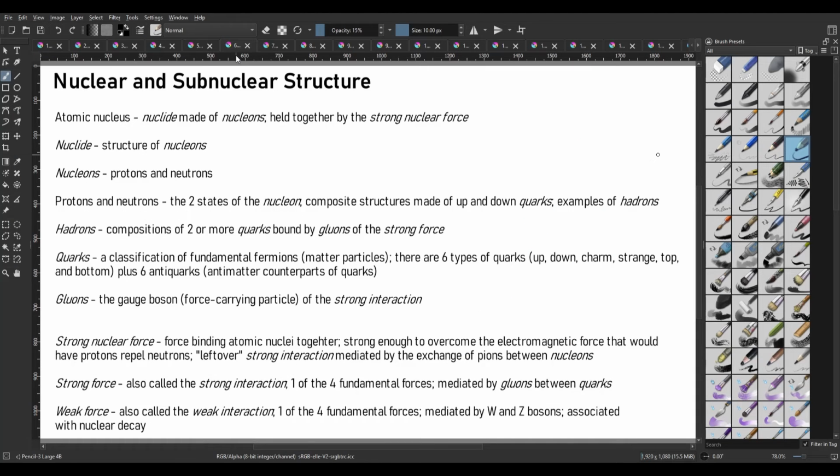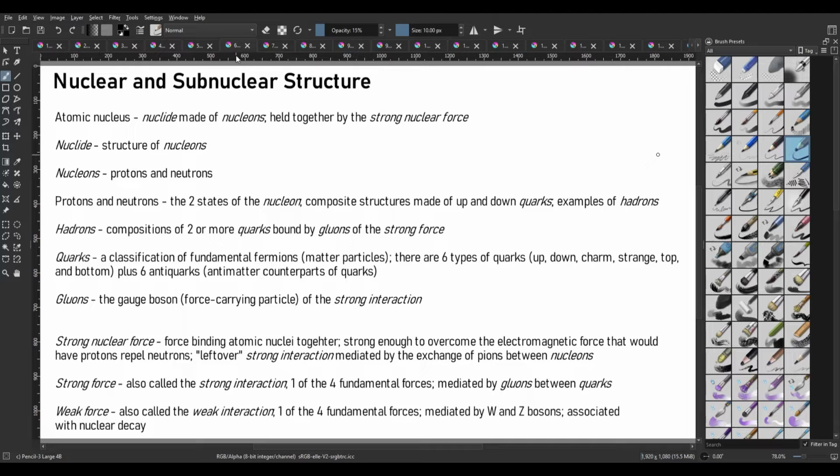And so before continuing any further into our topic here, it's going to be prudent to understand nuclear and subnuclear structures. So I just have some vocabulary terms and some structural stuff to know about the nucleus and what goes on inside it, so we can understand this before we go any further.